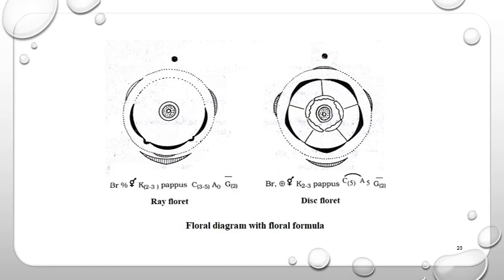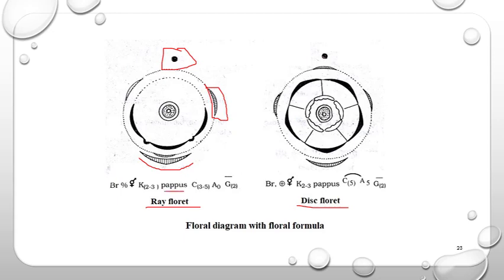So here we have two different types of flower. One is ray floret, the other one is disc floret. In ray floret, we have a main axis. This one is the main axis. Then this one is the bract, so the flower is bracteate. After this we have the sepals, but these sepals are modified into a specific structure, that is pappus.